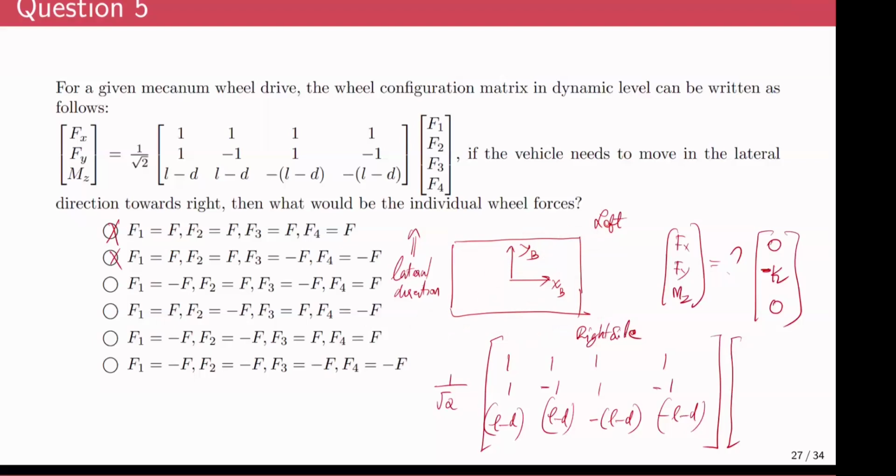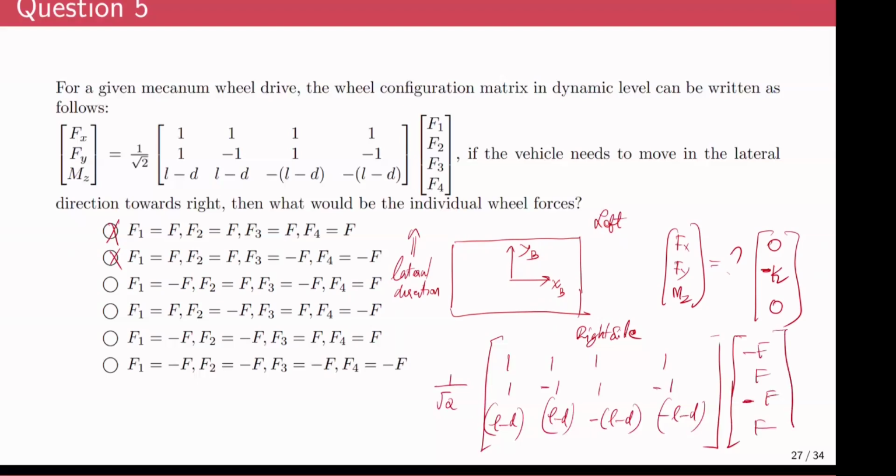And what about the third option? It's minus F, minus F. So we really do not know how it would behave. So let's try that option. Minus F, minus F.